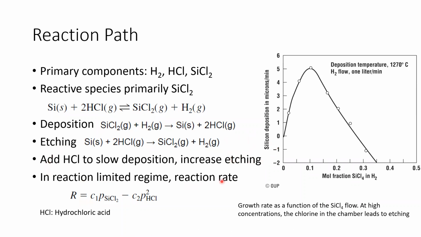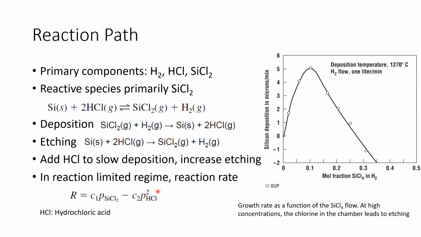In the reaction limited regime, the reaction rate R equals C1 times the partial pressure of silicon dichloride minus C2 times the partial pressure of HCl squared. Here we use minus because the etching is the opposite process of deposition. And if we increase HCl, then we increase etching and decrease deposition.